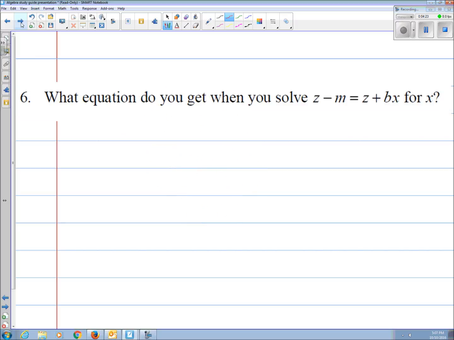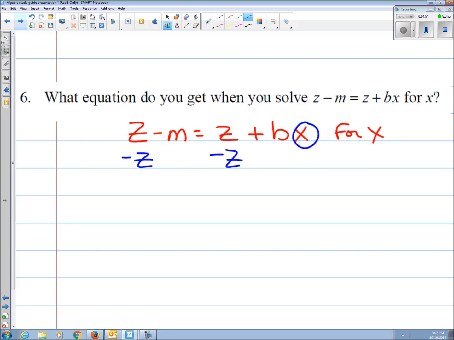Number 6, what equation do you get when you solve z minus m is equal to z plus bx? We're solving this for x. So that means I want to get x by itself on the right side of the equation. So this z and b, I have to move to the other side, and we do that using inverse operations. So first I'm going to start by subtracting z from both sides. The z and the z cancel here. They also cancel here. So we bring everything else down. On the left side, it's just negative m is equal to, on the right side, we have bx.